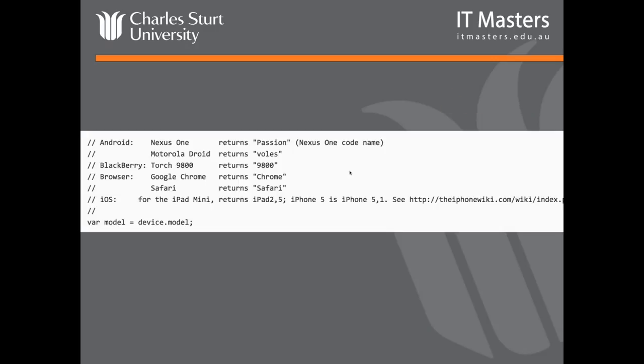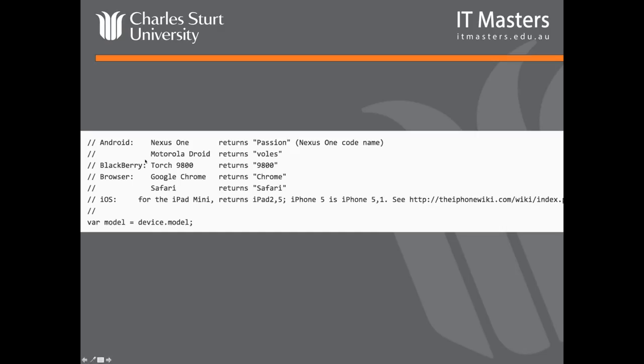So if we call model, this is what would come back if you were on iOS. If you were on iPad mini, you would get this iPad 2,5. If you're on iPhone 5, you get iPhone 5,1. There is a complete list of what these all are. So this will let you know exactly what kind of iPhone or what kind of iPad it is, whether it's an iPhone 4 or 5 or 6 or 5S or anything like that. So that will allow you from that point to then work out what the capabilities of the device are.